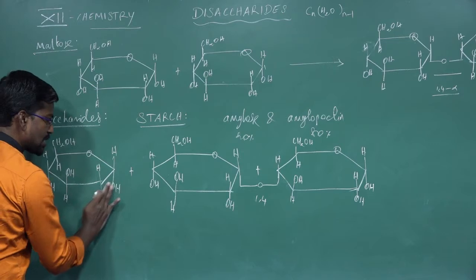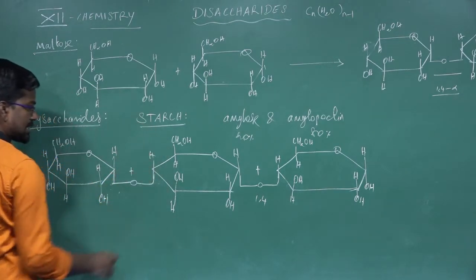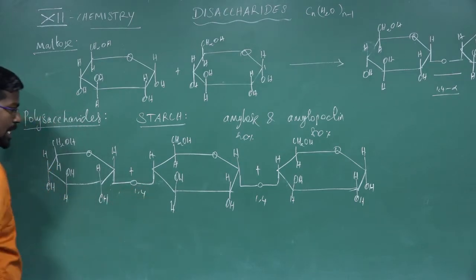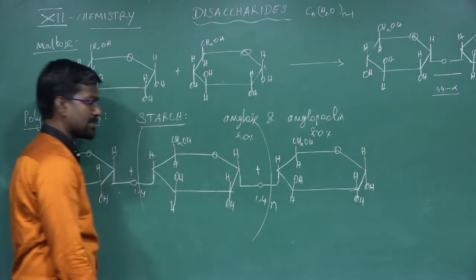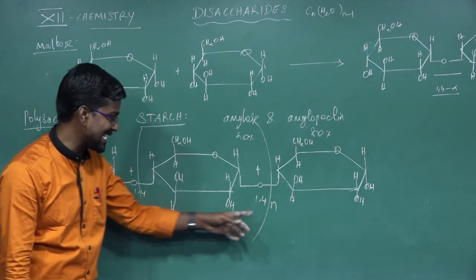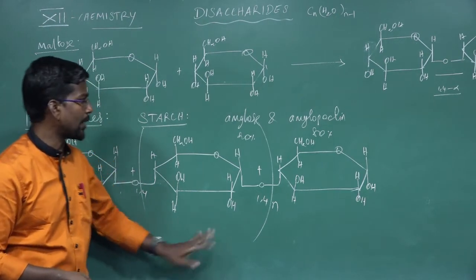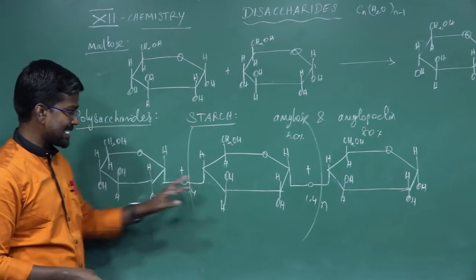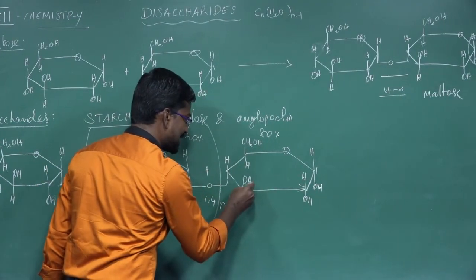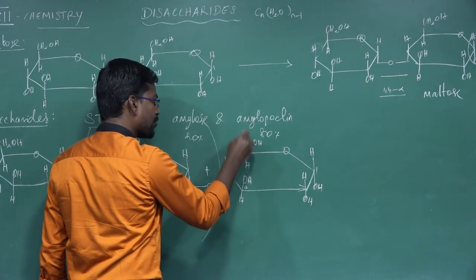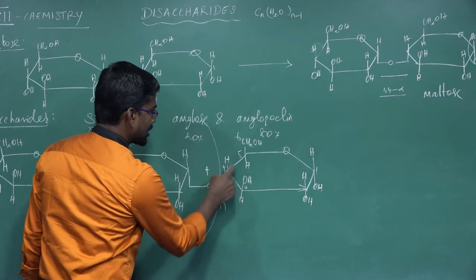Another two OH groups can combine to form another 1,4 oxide bridge. So in this way, n units, up to 4,000 units, are linked with each other to form amylose. Okay, this is the first compound, the second compound, the third compound. It has a first carbon, second carbon, third carbon, fourth carbon, fifth carbon, and a sixth carbon.